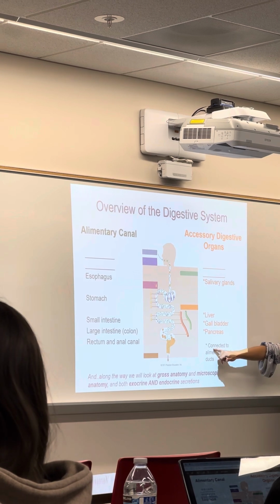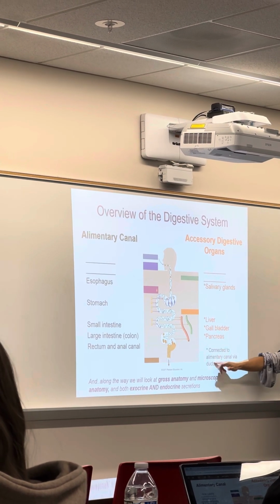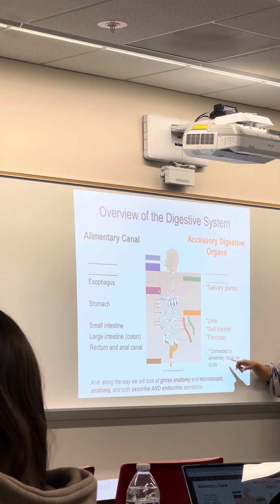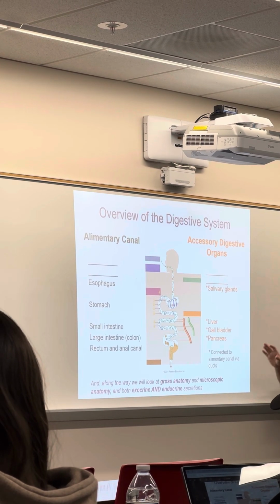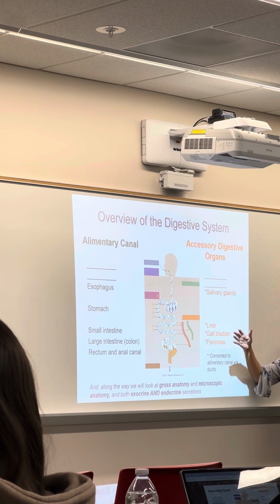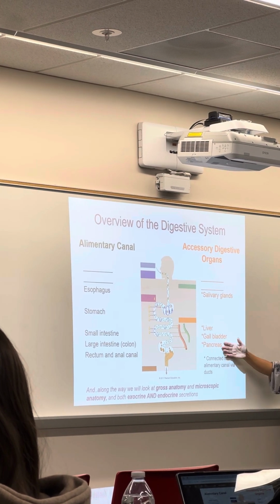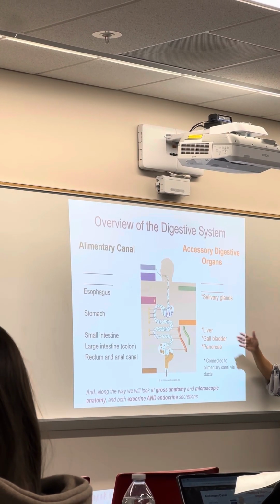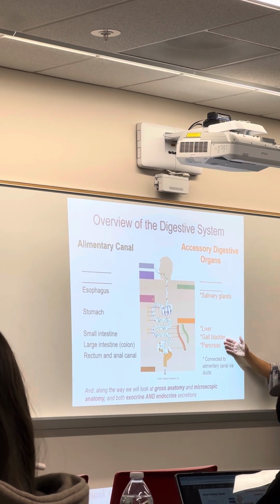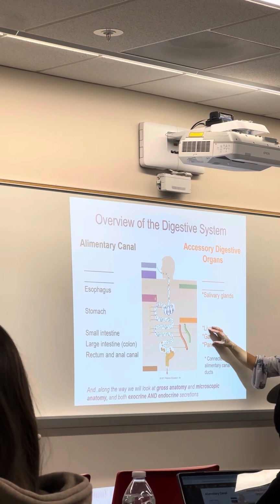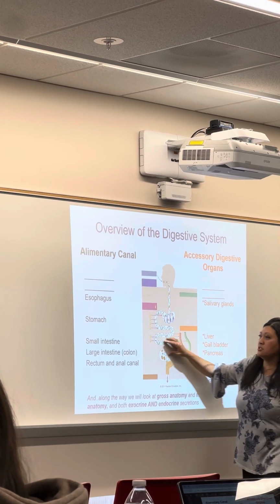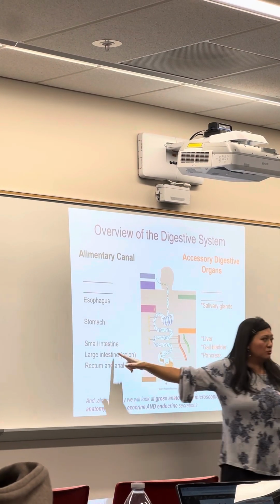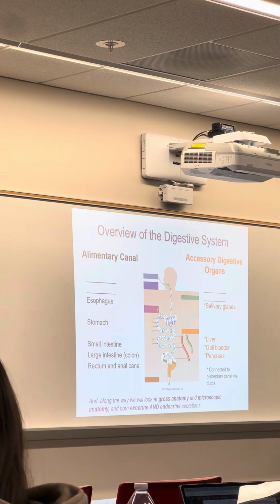And then I have the stars here, connected to the alimentary canal via ducts. So what does that mean? The enzymes that are going to be coming from here and the bile that is going to be coming from here, those are examples of what we call exocrine secretions. So that means that they are going to be delivered through passageways, through surfaces, in order for them to contact the food that is in the small intestine. Okay, so that's our big picture.